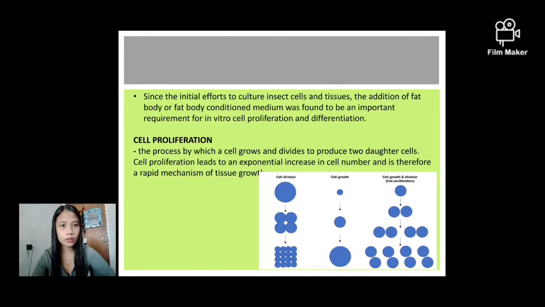So, ito, naglagay ako dito ng picture. Meron ditong cell division, cell growth, and cell proliferation. I put cell division and cell growth for us to compare the three of them. So, dito sa cell proliferation, we can see here na nag-divide siya from one cell into two, and it produces two daughter cells, and so on and so forth.